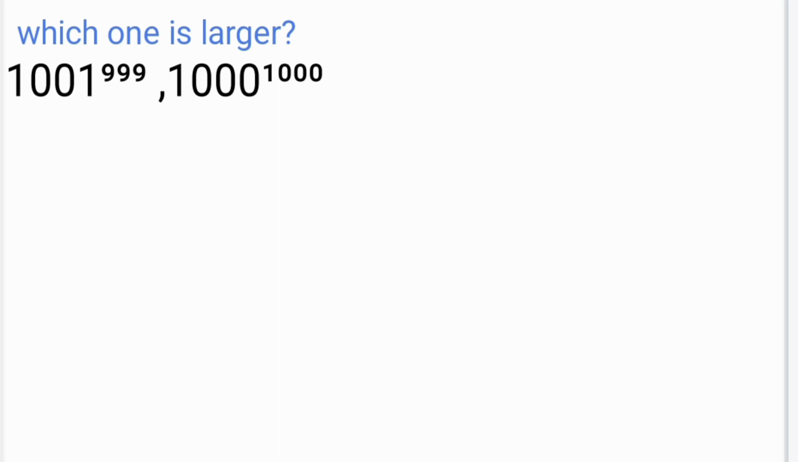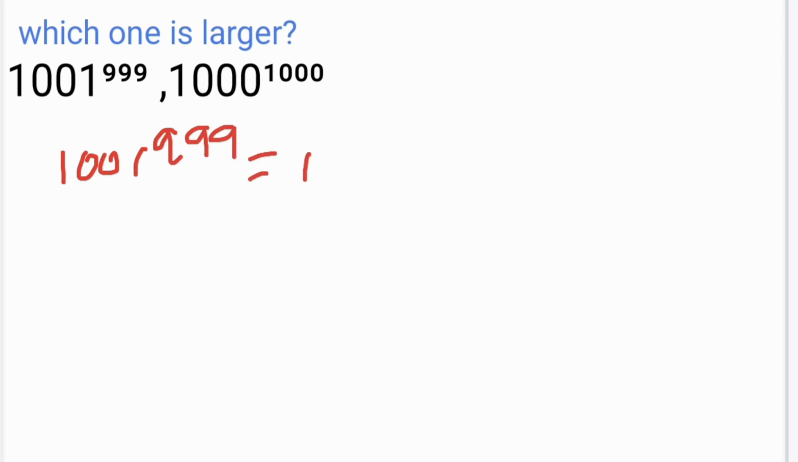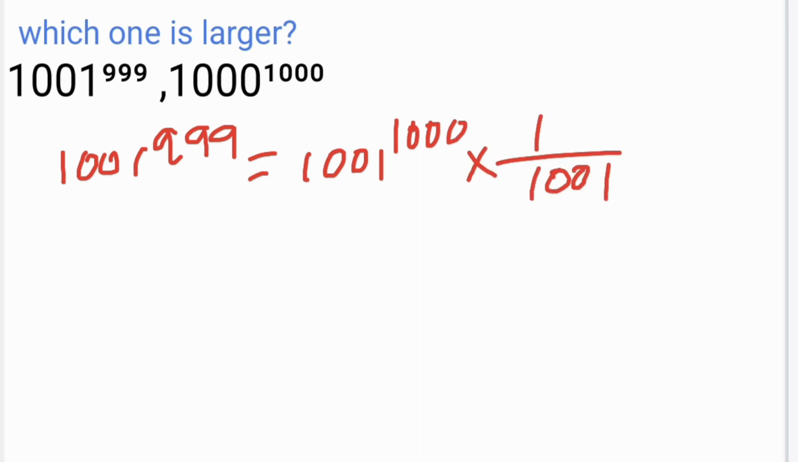As 1000 is a good figure, so we are going to transform 1001 raised to the power 999 to 1001 raised to the power 1000. Then we also need to divide it by 1001 if we increase the exponent by 1, right? So 1001 raised to the power 1000 over 1000 raised to the power 1000 into 1 over 1001, right? So now let's consider the number 1001 raised to the power 1000 and 1000 raised to the power 1000.